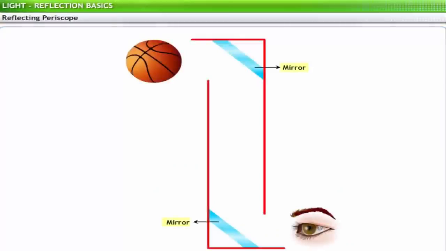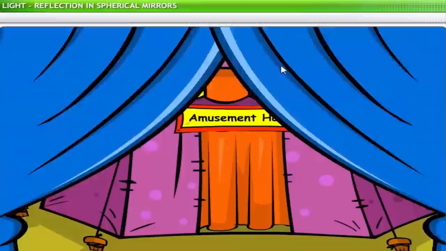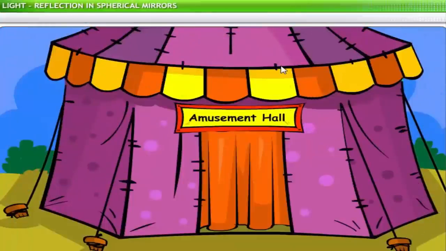A reflecting periscope consists of 2 mirrors to change the direction of light coming from the scene observed. The first mirror deflects the light down through a vertical tube. At the bottom of the tube, another mirror is placed at an angle to reflect the light towards the observer's eye. Most amusement parks have a hall of mirrors, a traditional attraction.